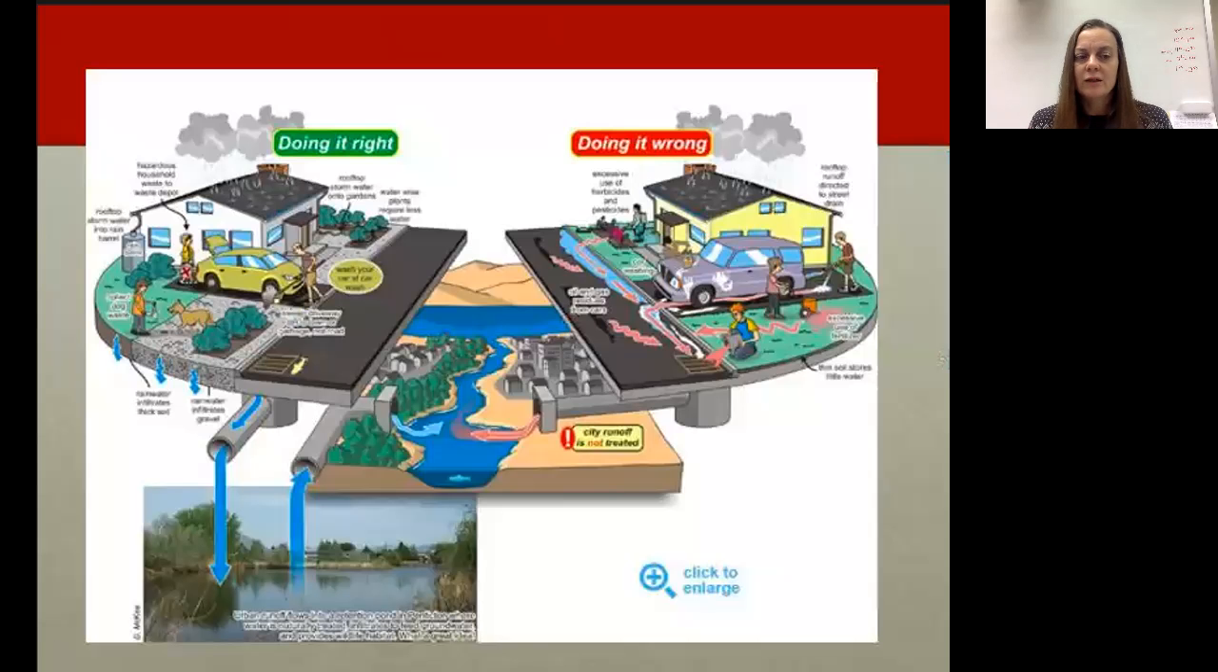So some of the things we can do: using rain barrels. These are relatively inexpensive to purchase or to create. And that allows the water that hits the roofs of homes to be saved and used for irrigation purposes. Properly disposing of our hazardous waste, picking up after our pets, only using the minimum necessary amount of pesticides and fertilizers. So lots of things that we can do.